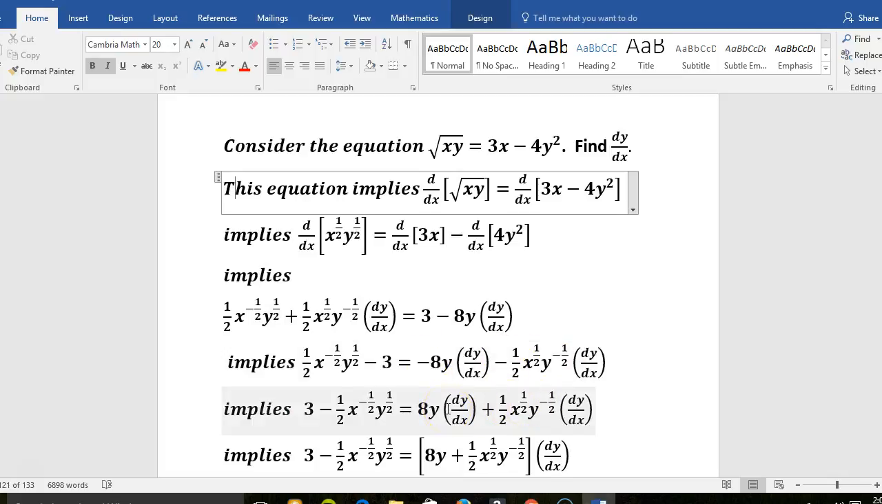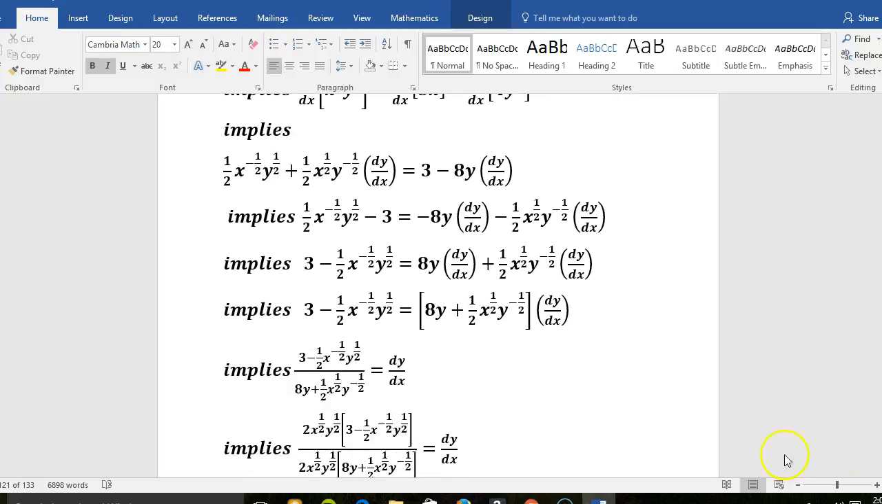Okay. And then the next thing we're going to do is factor out dy by dx right here. Now you could just as well put it over here on the left side of the bracket, either way. But anyway, we're then just going to divide by everything in this expression that's in the brackets here. So we divide both sides by the 8y plus this guy here. And so this 3 minus 1/2 x to the negative half y to the half stays up here, and we divide it by this guy over here to get the dy by dx by himself.